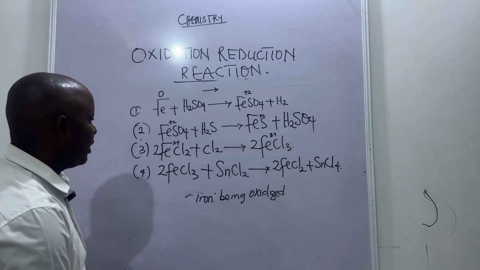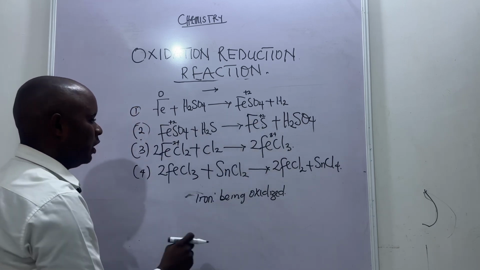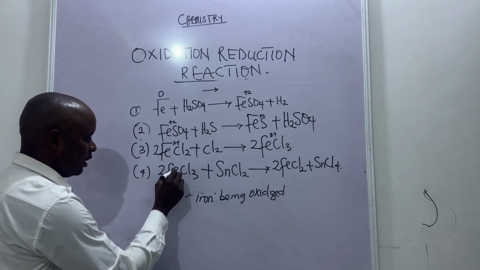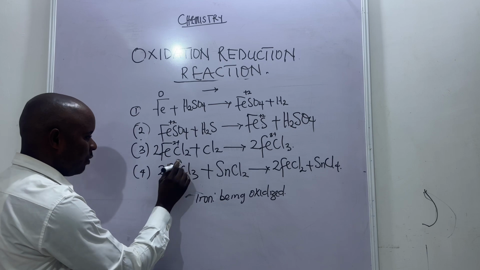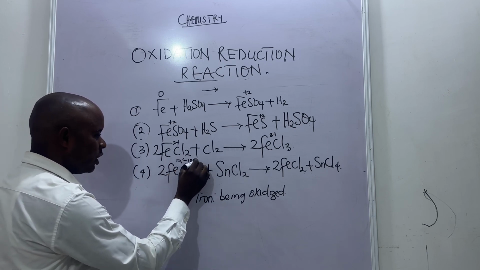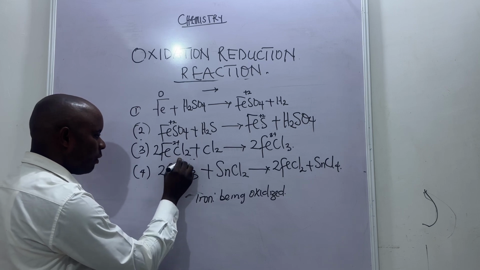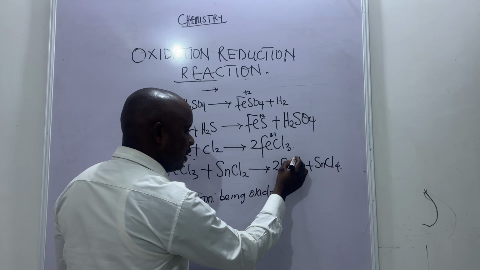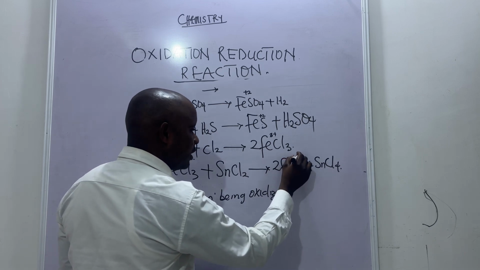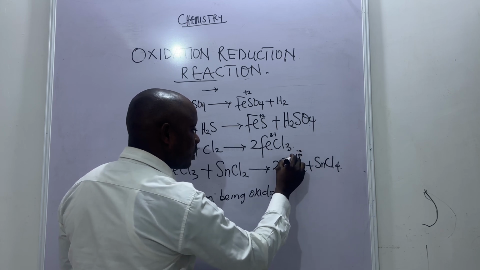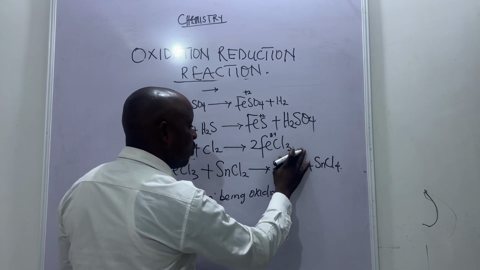Here, iron goes from +2 to +3. Here, iron is 3 as well, because we have -1 of the chloride times 3, so iron will be +3. Here, -1 times 2 is negative 2, so when it crosses, it returns to plus 2.